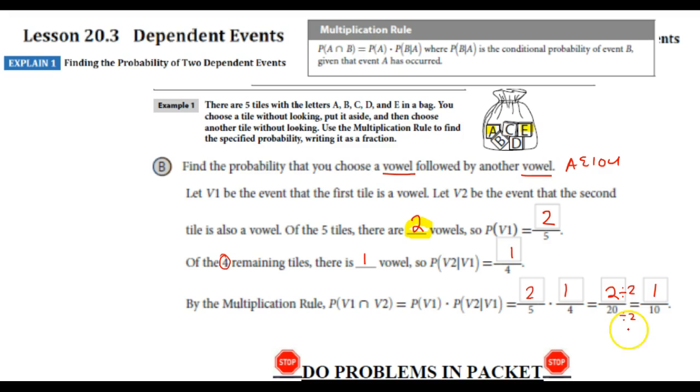Just as it says here, go ahead and stop and do the problem in your packet. Use this as a reference if you'd like for the problem that you'll see for Explain 1.